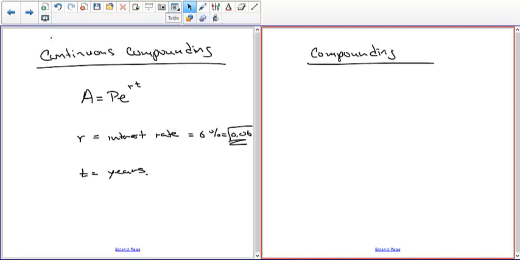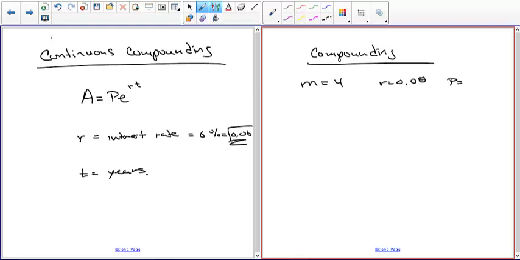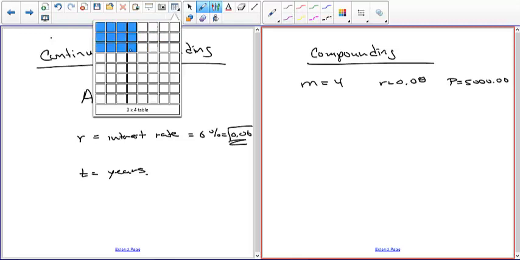But we're going to create a table here, and I'll give you the initial amount, I'll give you the interest, and how often we're compounding. So let's say it's compounded quarterly. So M is equal to 4. The yearly interest rate is, say, 8% or 0.08. And the principal is equal to $5,000. So we need a table that has quarter, principal, interest. I think that's all we need. So we just need three columns.